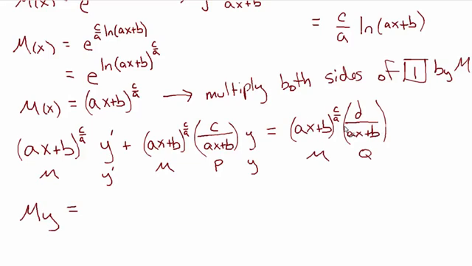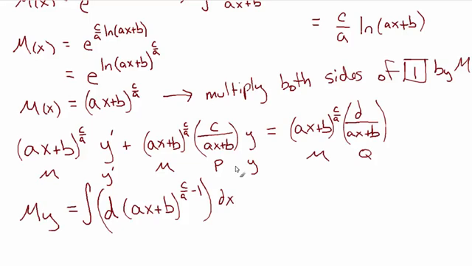So multiplying these two together, we have this ax plus b in the denominator, which can be expressed as (ax + b) raised to the negative 1. So the d is a constant that comes out. So it's d times the quantity (ax + b) raised to the c over a minus 1. And we're taking the integral of that expression with respect to x. Okay, so let's take a shot at that integration.